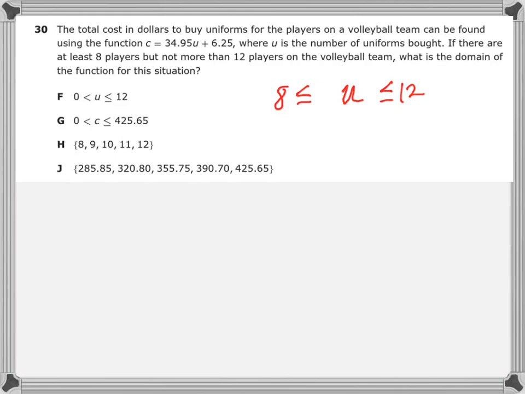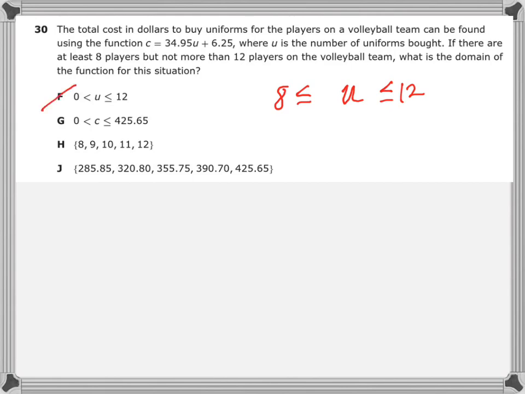Okay, so let's take a look at our answer choice options. According to answer choice F, we can have number of uniforms going between 0 and 12. But they're telling us that we have at least 8 players on the volleyball team. So go ahead and rule out answer choice F.